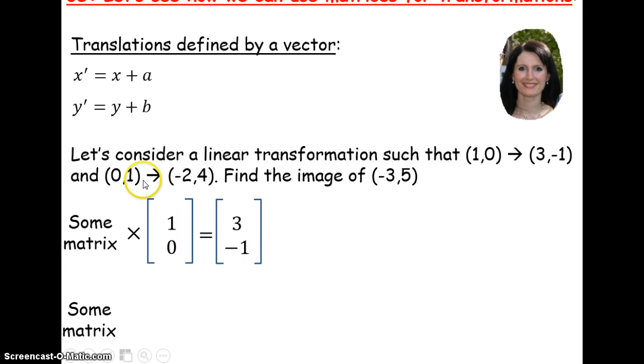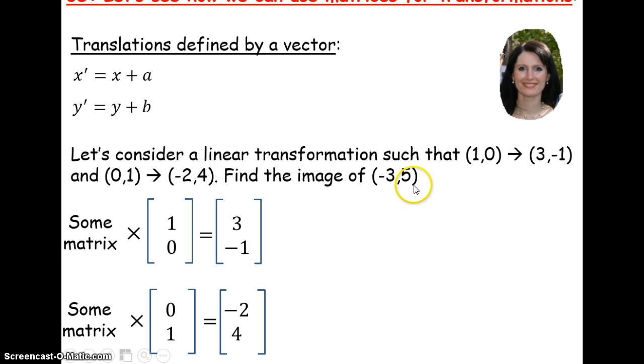My second thing is this, so I've got the point 0, 1 transforming or mapping onto negative 2, 4. So it follows that I multiply some matrix by the point 0, 1, and that equals negative 2, 4. What I want to know is, what is the image of negative 3, 5? So what is it that would go after the equals sign if I had negative 3, 5 in the place of 1, 0 or 0, 1?